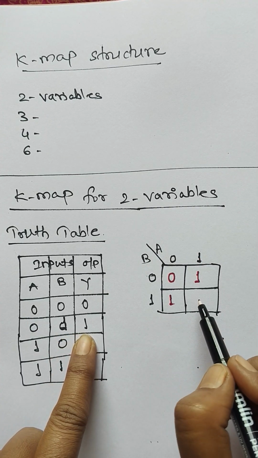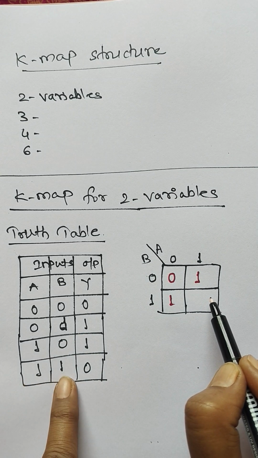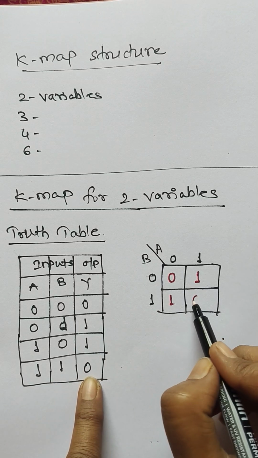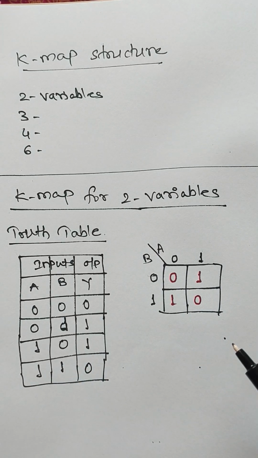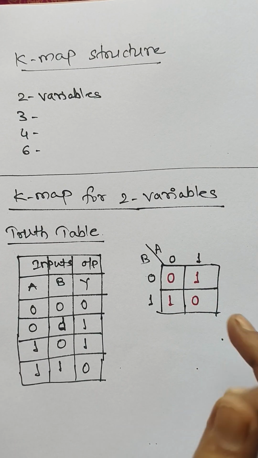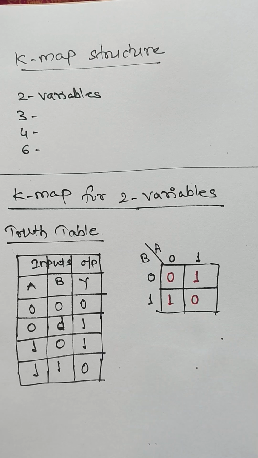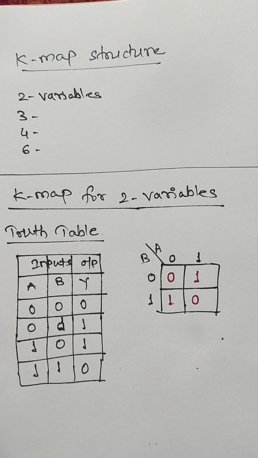And for A 1 and B 1, what is the value of Y? For 1 1, the output Y value is 0. We need to write it here. So this is the K-map structure for the two variable K-map. Okay, now this is for the truth table.